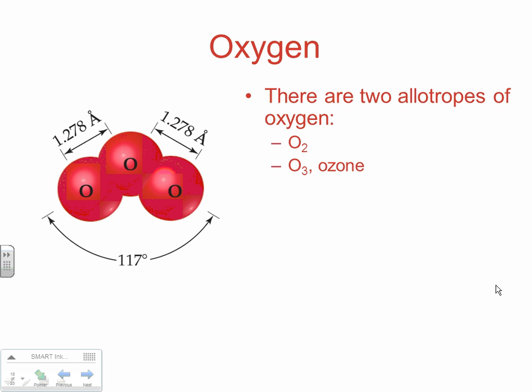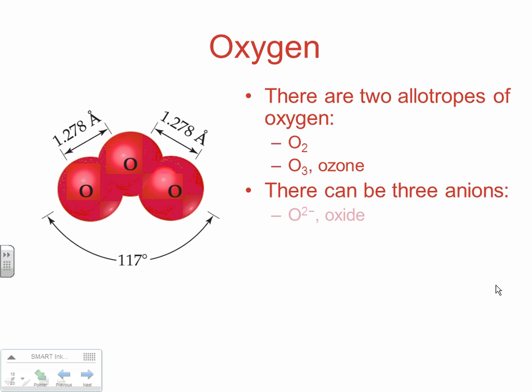A couple things about oxygen. There's two fundamental allotropes of oxygen, O2 and O3, which is ozone, something you should remember hopefully from pre-AP chemistry. Sometimes we look at that. But ozone is not as stable as oxygen. So around us, when we talk about oxygen, we're talking about oxygen gas, O2.